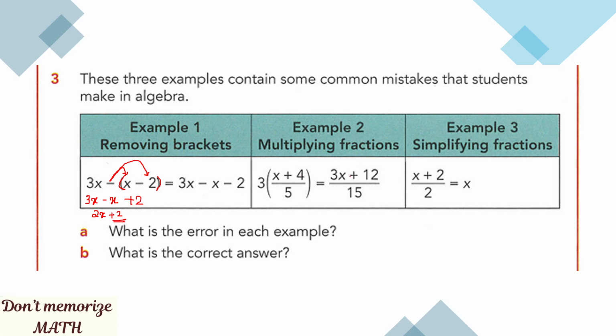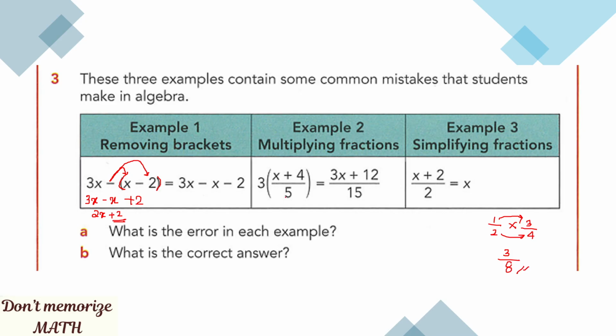Moving to the next example, multiplying fractions. See here, a normal fraction. How will we multiply a normal fraction? Suppose you have 1 over 2 and 3 over 4, and you are multiplying these two. When multiplying fractions, we multiply the numerators and we multiply the denominators. So 1 times 3 will become 3, then 2 times 4 will become 8. So 3 over 8 is the answer.